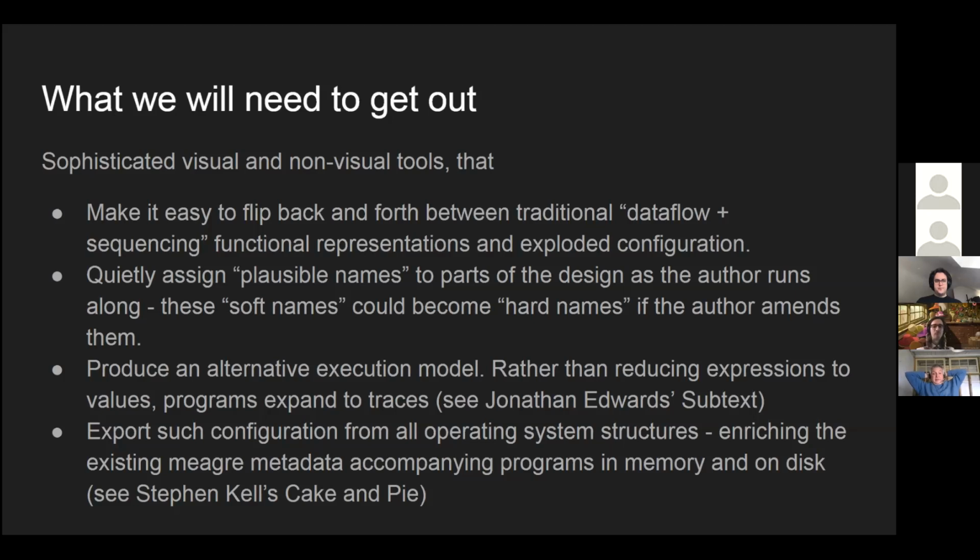But most importantly of all, we need an alternative execution model. Rather than reducing expressions to values, programs must expand to traces. See Jonathan Edwards's Subtext designs for more examples of how such things are done. But you see, what we failed to do in our program is to actually account for the executions themselves. We failed to have what Stephen Kell would call first-class executions. So we've only externalized the outer shell of the program design.